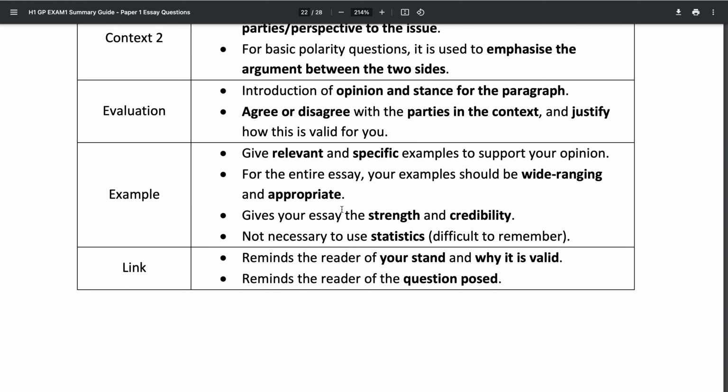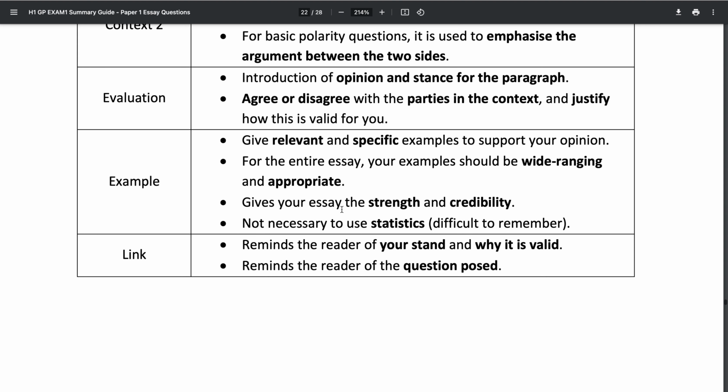Okay, link. I want you to use the link to remind the reader of your stand and why it is valid. I believe this because this is the case. Therefore, my argument is correct. Okay, don't actually write that your argument is correct. Just make it seem like that is what you're telling the audience. I'm justifying it like that because I believe that it is correct. This is 100% correct in my view.